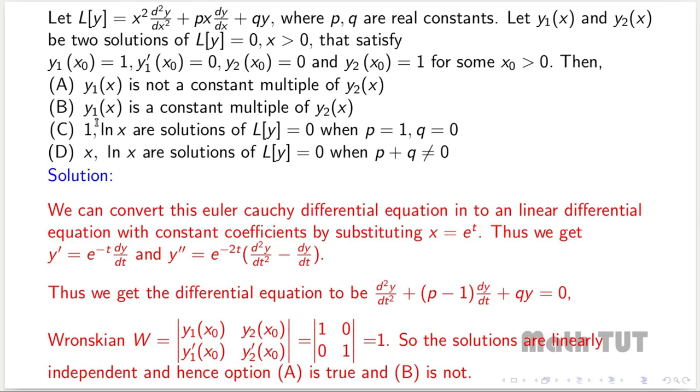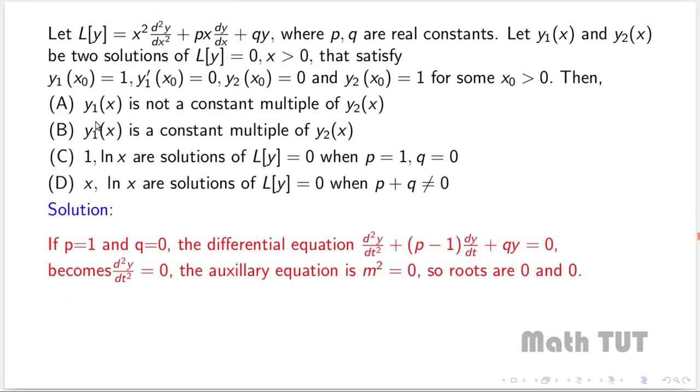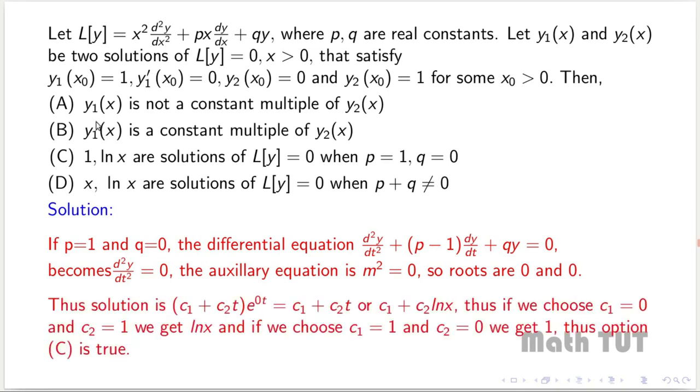Now for the next 2 options, in option C, if you give p equal to 1 and q equal to 0, the differential equation becomes basically d square y by dt square equal to 0, and thus the auxiliary equation is m square equal to 0, and you get 2 roots as zeros. So we have real and repeating roots, and the solution is given by (c1 plus c2 t) e power 0t, or simply c1 plus c2 t.